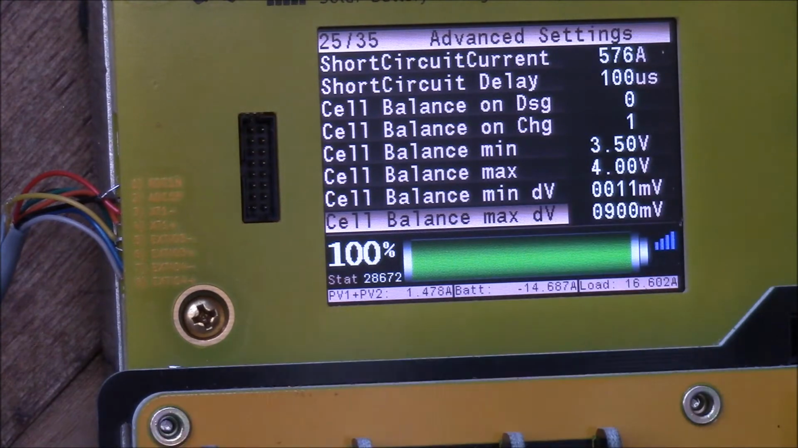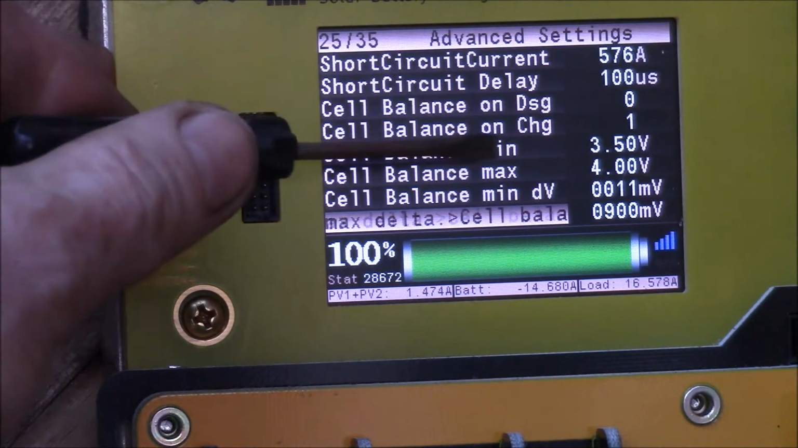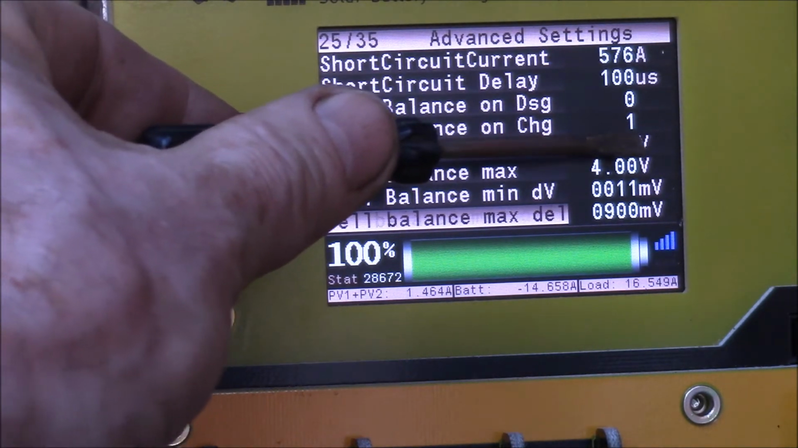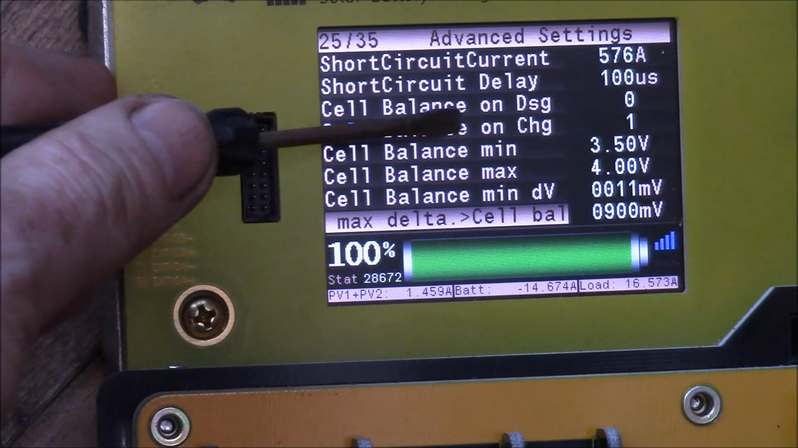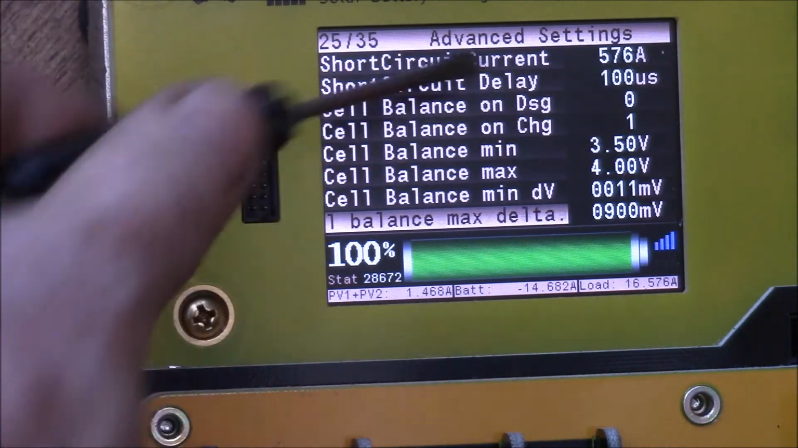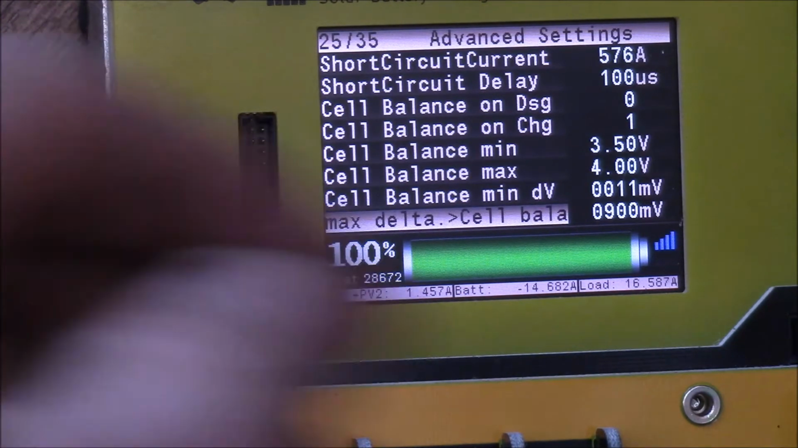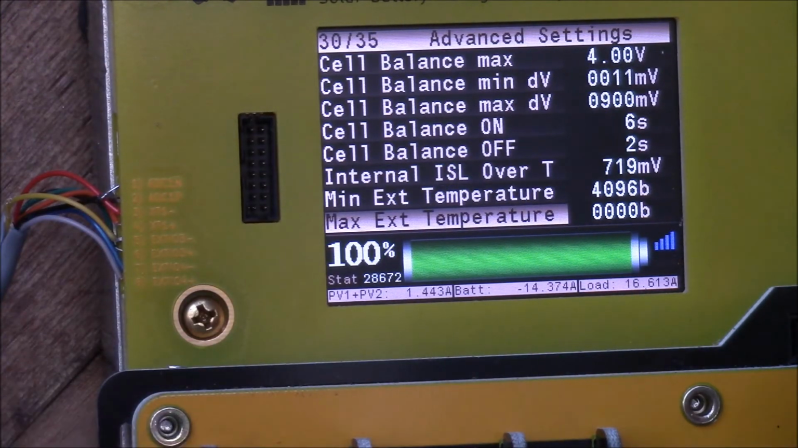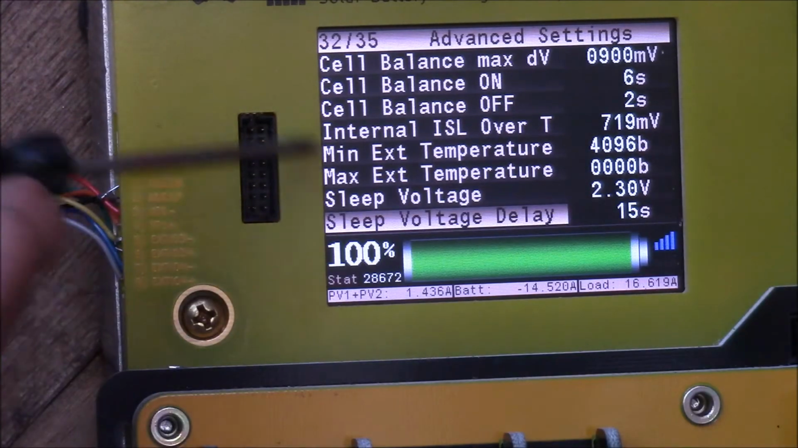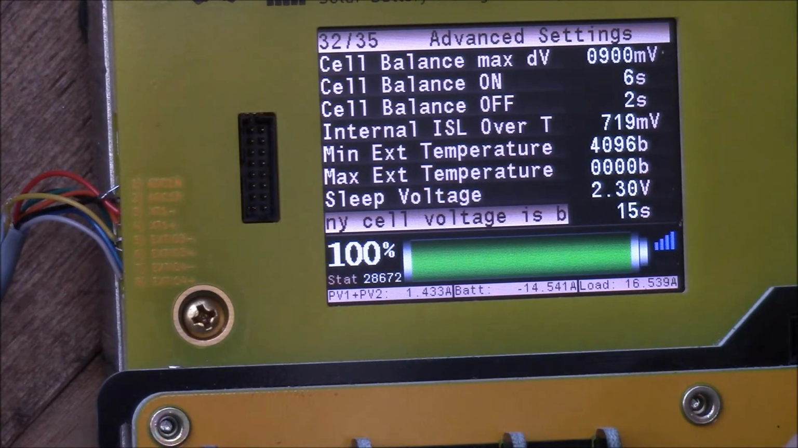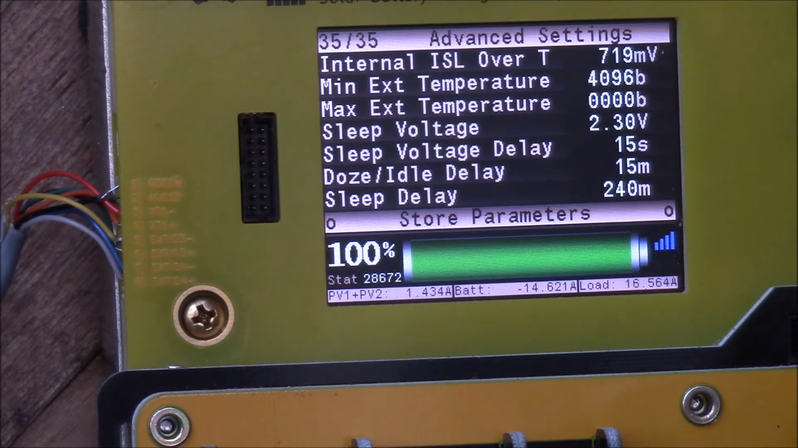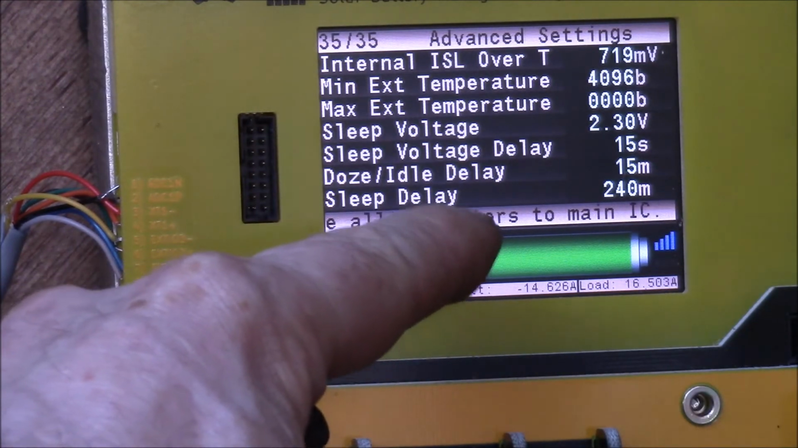And you can set the cell balancing parameters there. Right here you can do cell balance on charge, which is set to 1 by default, and then cell balance on discharge is set to 0, but you could turn on cell balancing during discharge as well. And then you've got your temperature sensors. I haven't hooked up a temperature sensor yet, and lots of parameters there, so you can store those parameters.